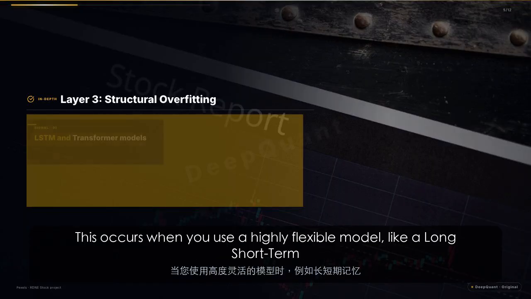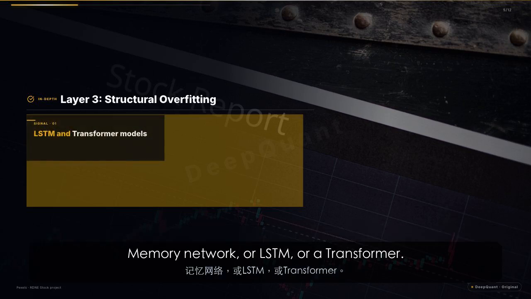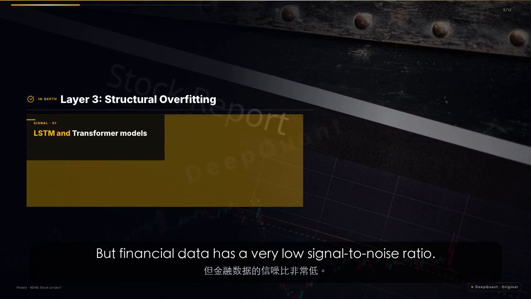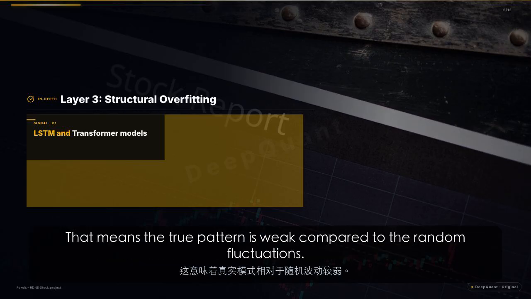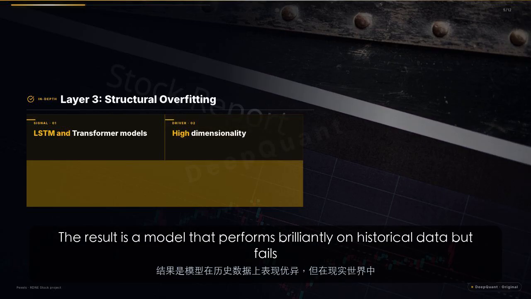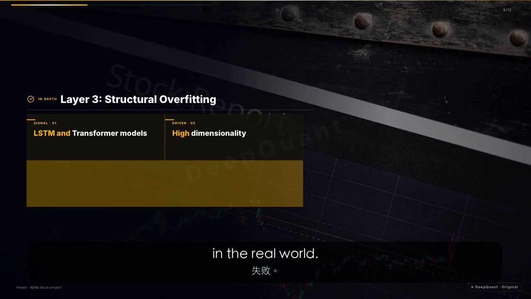This occurs when you use a highly flexible model, like a long short-term memory network, or LSTM, or a transformer. These are powerful machine learning models that can capture complex patterns. But financial data has a very low signal-to-noise ratio. That means the true pattern is weak compared to the random fluctuations. High-dimensional models have so many parameters that they can easily memorize the noise. The result is a model that performs brilliantly on historical data but fails in the real world.